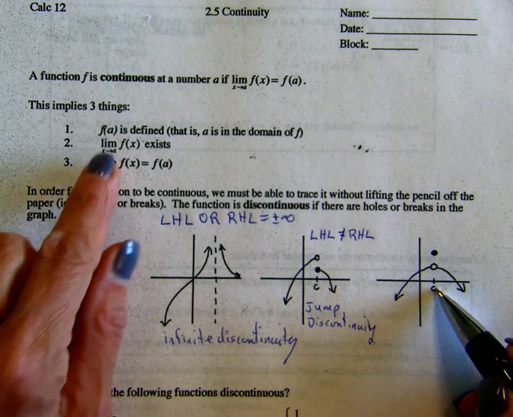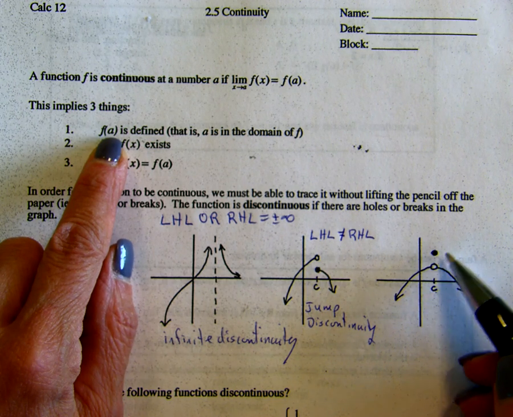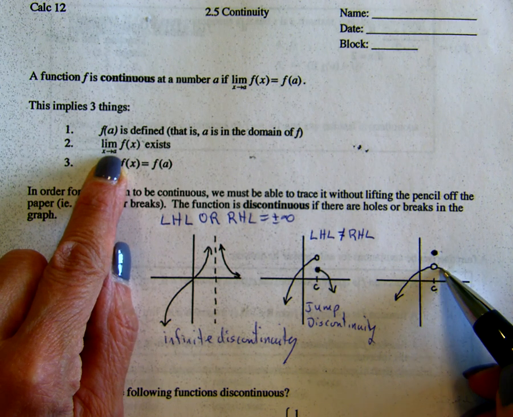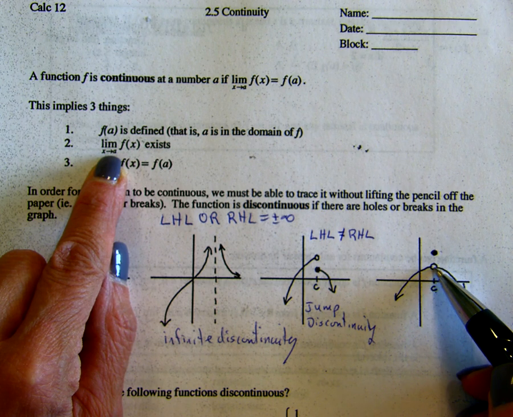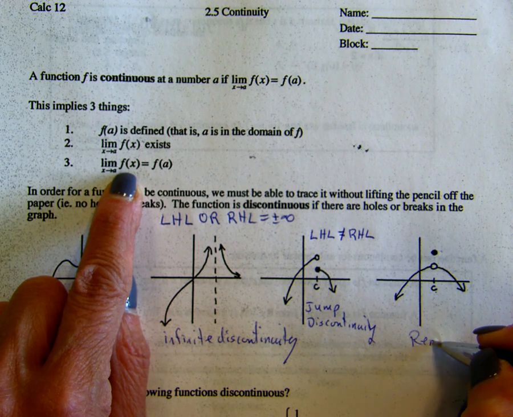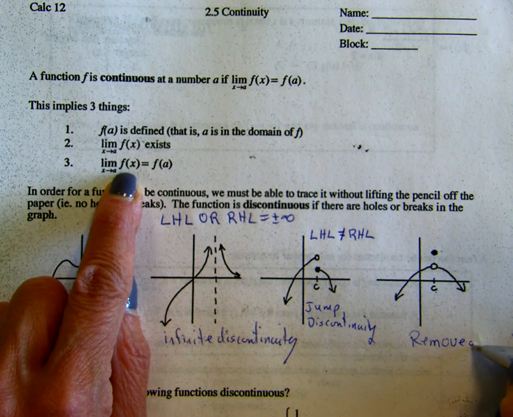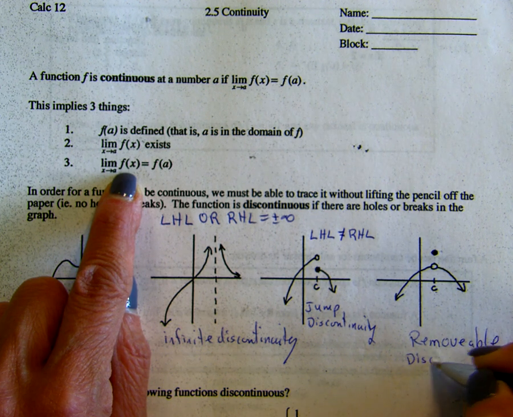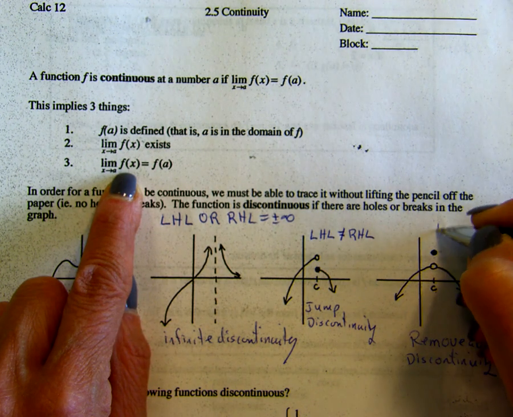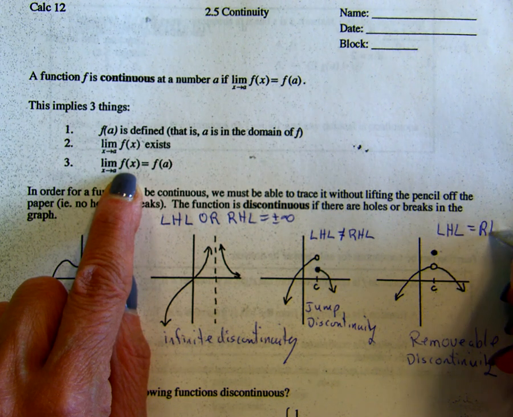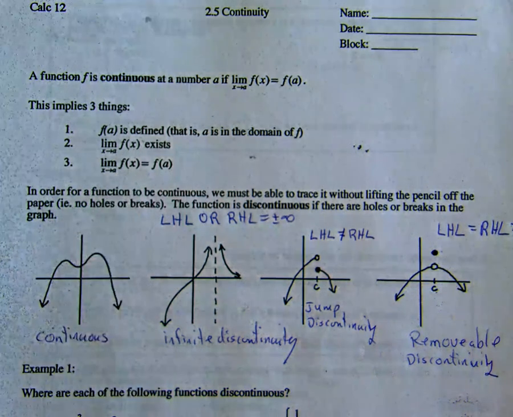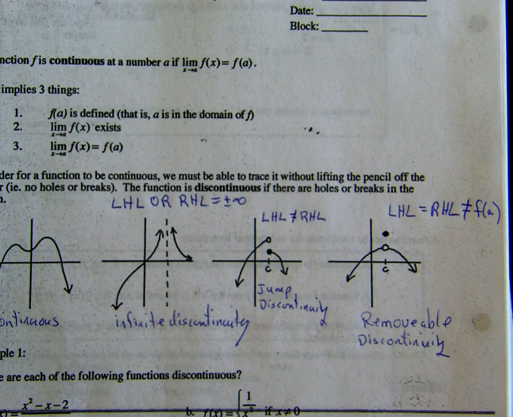Okay, for this one, if c is our number, then f at c is defined. It's right there. The limit as x approaches c from the left and from the right exists. The problem is that that limit is not equal to the value of the function at c. And when that happens, we call this a removable discontinuity. So the left-hand limit is equal to the right-hand limit, but that does not equal the function at the point that you're talking about.